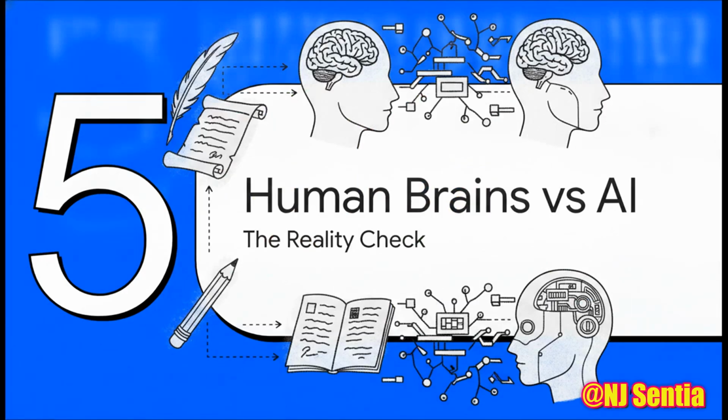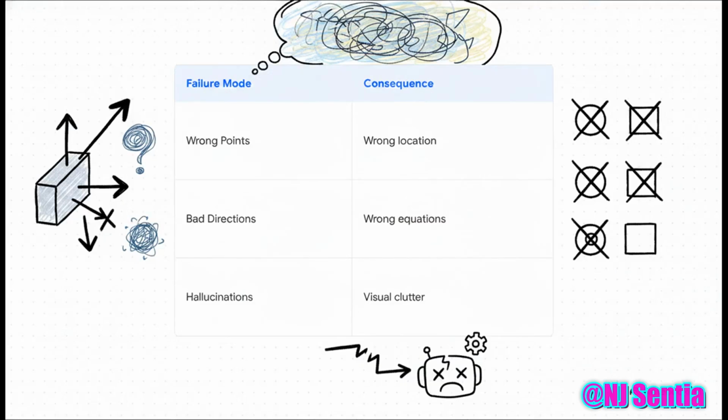Section 5. Human brains versus AI. Okay, let's fast forward and see how this all applies in the modern day, comparing this 340-year-old pencil and paper tool against the absolute frontier of modern technology, large language models. Honestly, the results are quite humbling.